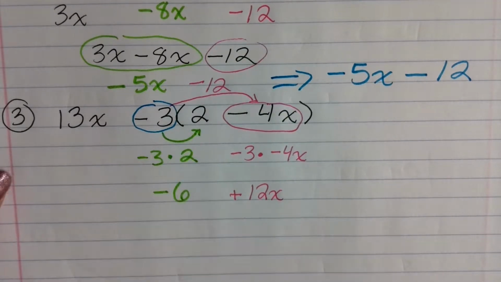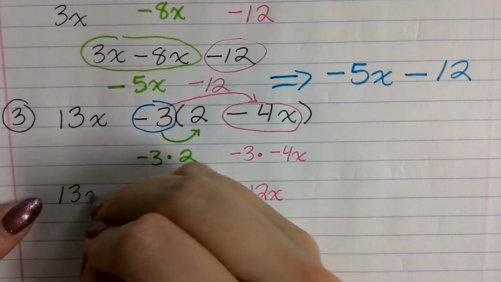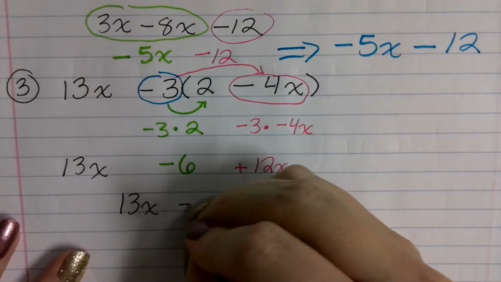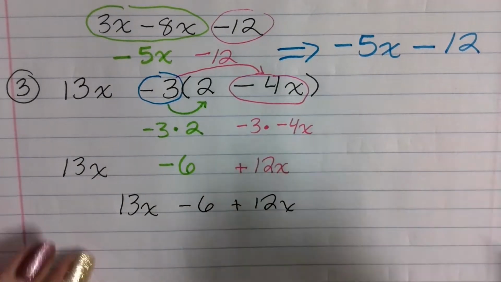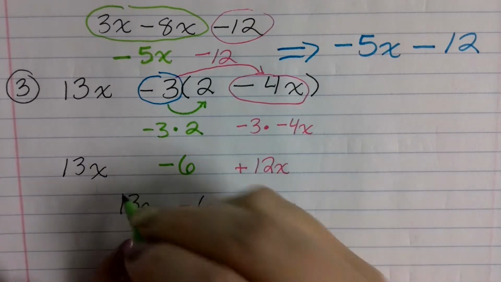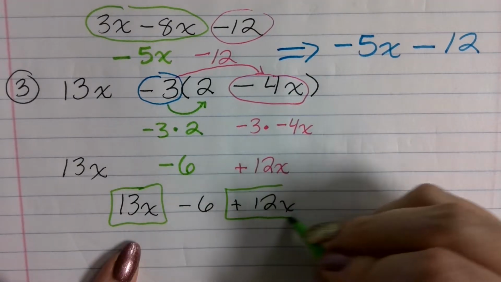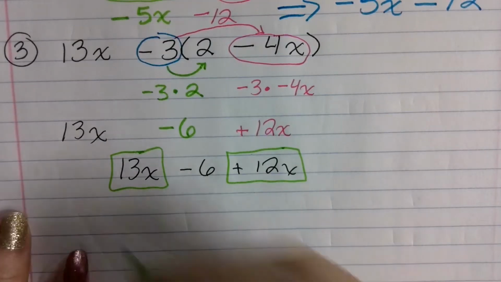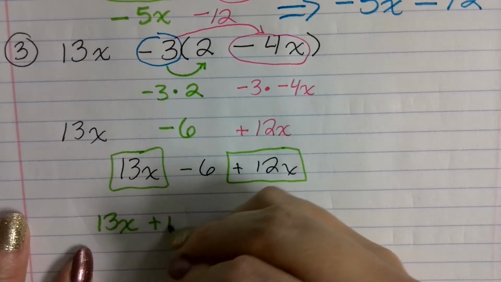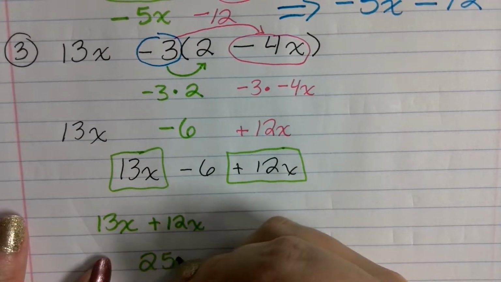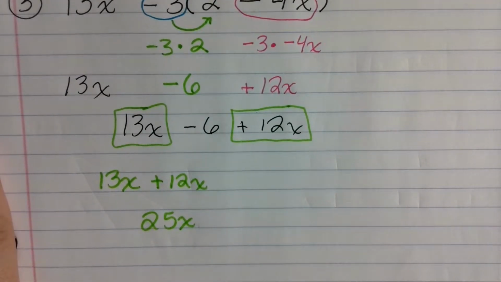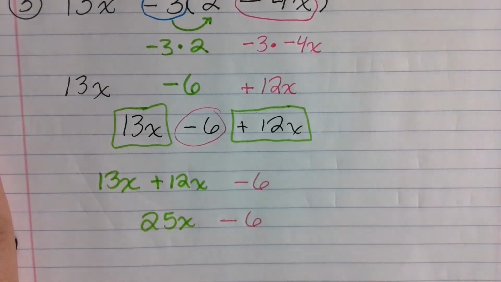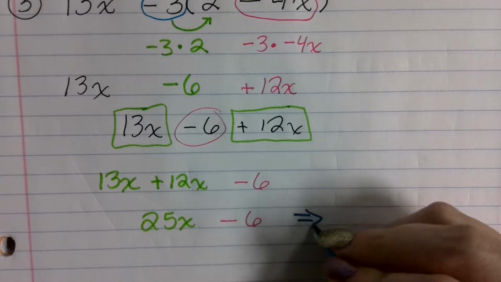All right. Now we still have that 13x that's going to come down in the front. So if I piece this all together and write it as a problem, I've got 13x minus 6 plus 12x. So 13x and the positive 12x are the like terms. Those are the ones that are in common. So we can do 13x plus 12x to get 25x. Then we still have that minus 6 all by itself. So there's our final answer then, 25x minus 6.